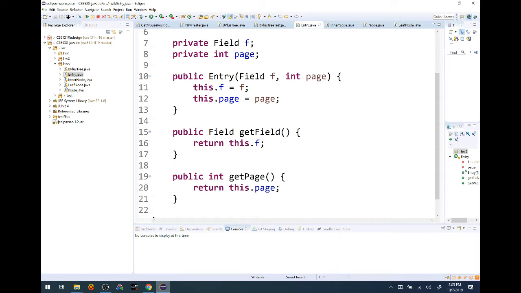When I say find something, what am I searching for? I'm searching for an entry. That's what I'm searching for in the tree. So this is basically just the data structure to encapsulate the key value pairs that are being stored in the tree. In this case, F is going to be some value from a column from a table, right? And this is going to be the page number where I can find that field in the table. Okay?